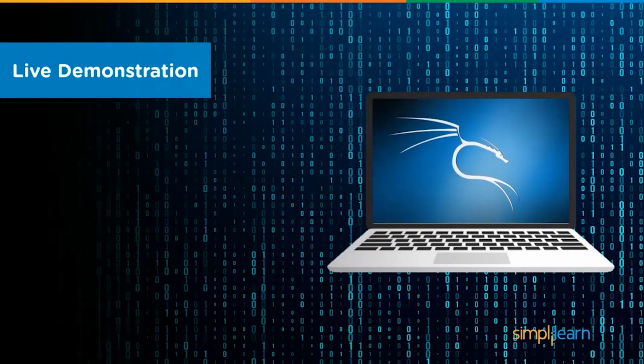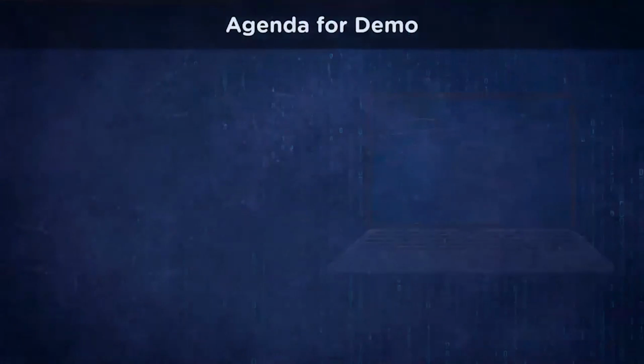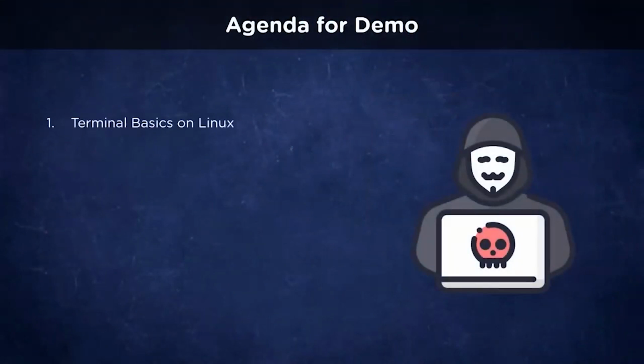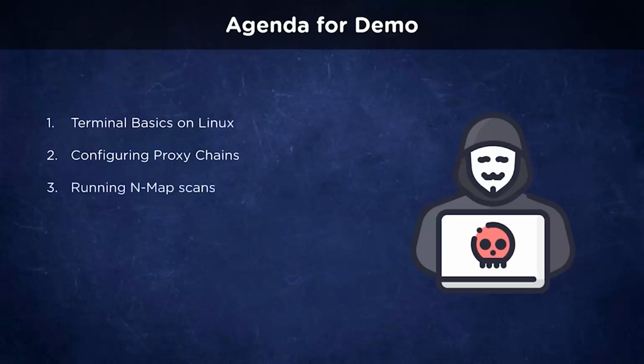Now that we have covered the basics of Kali Linux, let us take a look at the agenda for our demo today. We start out with a few terminal commands that are a basic part of a Linux operating system. We configure our own proxy chains to maintain anonymity while running penetration testing attacks on our victims. Next, we run a few nmap scans on a local Windows 10 machine to find out the type of information that can be gathered in such a scenario.